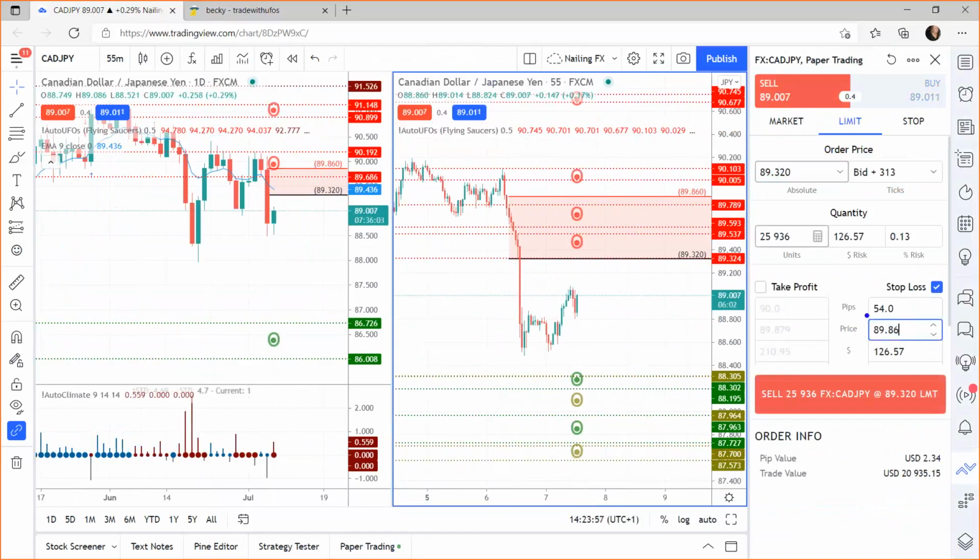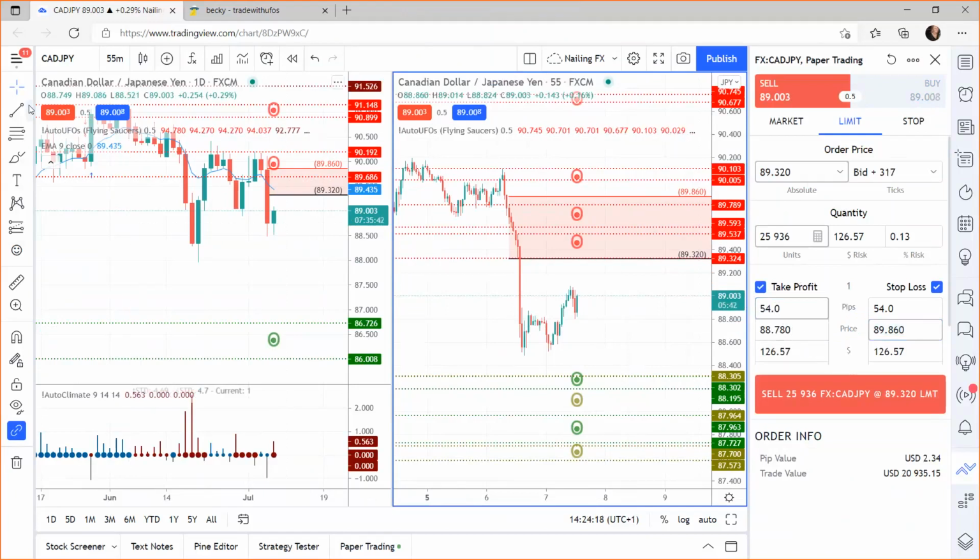That's now figured out for me. That's 54 pips between entry and stop. If I'm doing a 1 to 1 target, then I want my target to be 54 pips away. So all I need to do is type in 54, and there you go. It's told me what the price would be, 88.78.